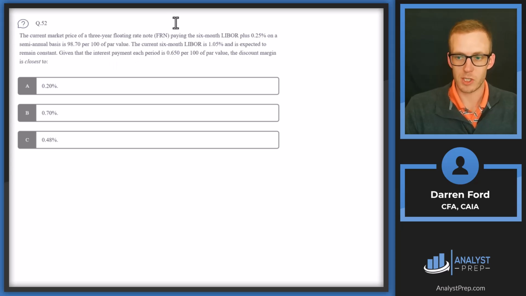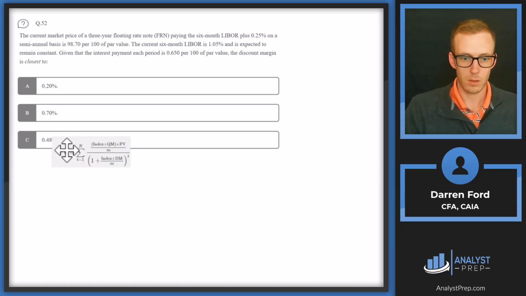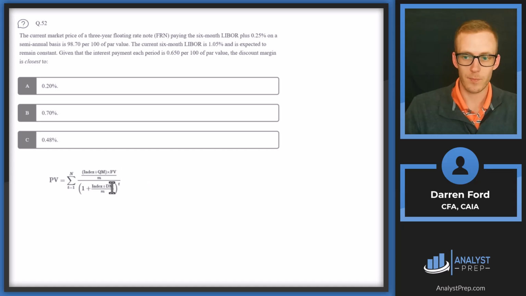So our discount margin is the spread over the reference rate for the security, and it ends up equaling the present value of all the future cash flows of the note. I'm going to pull in the formula for that below. The numerator is going to be the cash flows, those coupon payments. Index is the LIBOR quote, QM is the spread, and FV is our par value. We multiply by the par value to get the coupon.